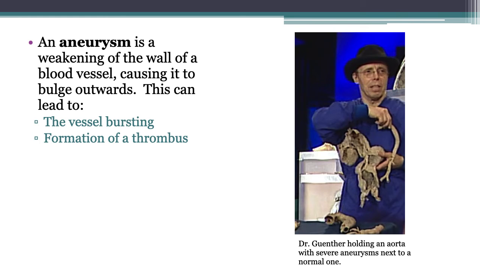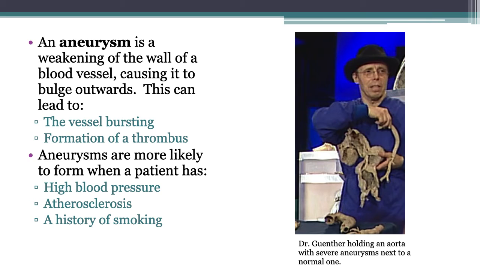An aneurysm is a weakening of the wall of a blood vessel. This causes the blood to bulge outward and can lead to the vessel bursting or formation of a thrombus. Aneurysms are more likely in patients that have high blood pressure, atherosclerosis, or a history of smoking.